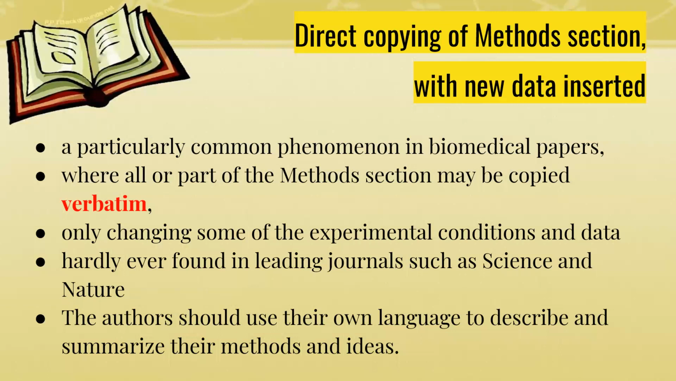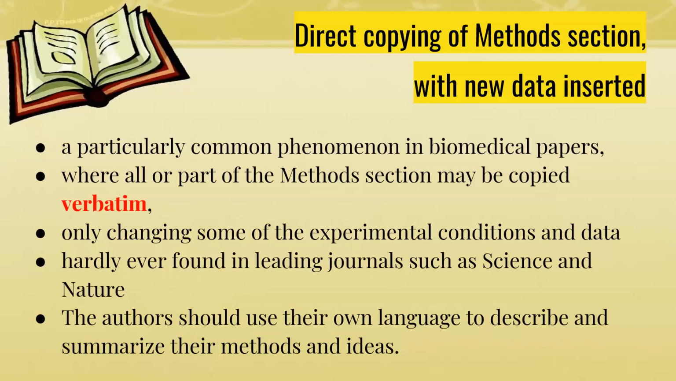The next thing that shows you this type of plagiarism is that the authors only change some of the experimental conditions and data. Somehow the data is different from the previous original papers, but it is still called plagiarism. It is hardly ever found in leading journals such as Science and Nature. Some reputable journals can easily detect this type of plagiarism, so it is hardly ever found in such leading journals.